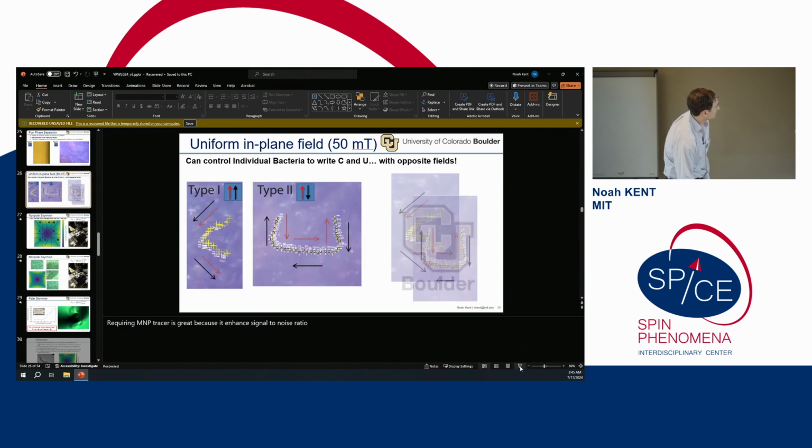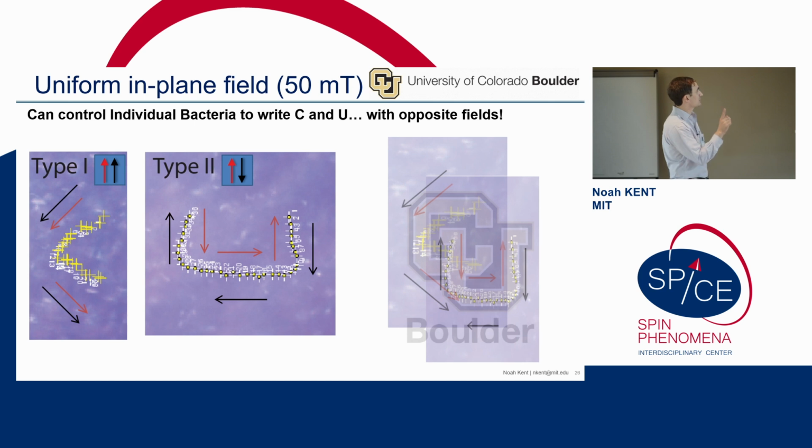I was also able to control individual bacteria of different types by isolating them. And I was at CU Boulder, so I wrote C and U. This was done manually, right? I'm controlling the electromagnet manually. And this was done with a pre-programmed sequence in the electromagnet where it went 0, 90, 0 again, or minus 180.